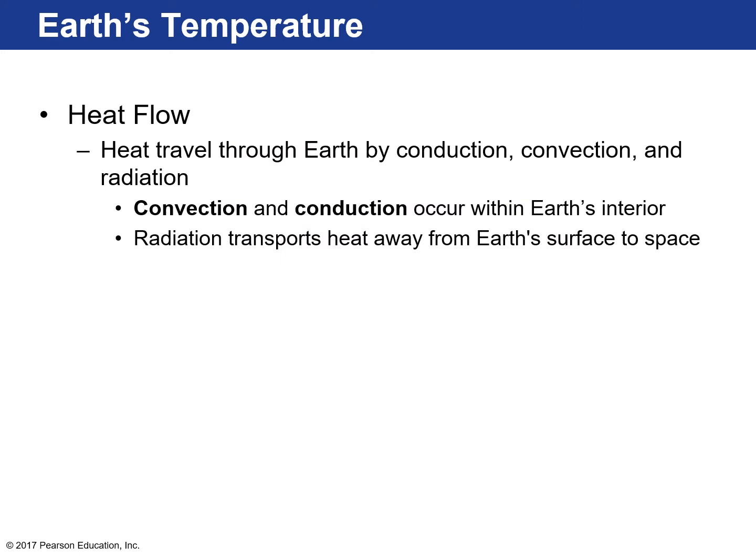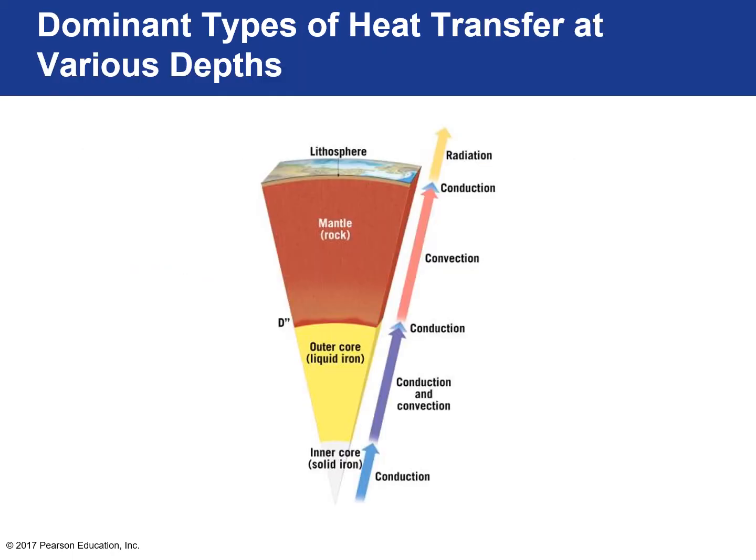Okay, so heat flows through the Earth in three ways: conduction, convection, and radiation. Convection and conduction occur in the Earth's interior, and radiation transports the heat away from the surface of the Earth. Here the inner core is made up of a solid, so heat travels through it via conduction. It's like when you heat up a skillet to cook some food: you're heating up a solid, and that will conduct heat through the metal. Same thing is going on in the inner core.